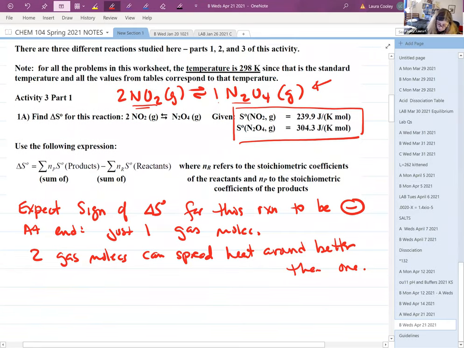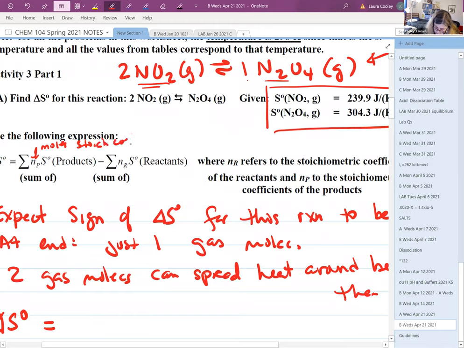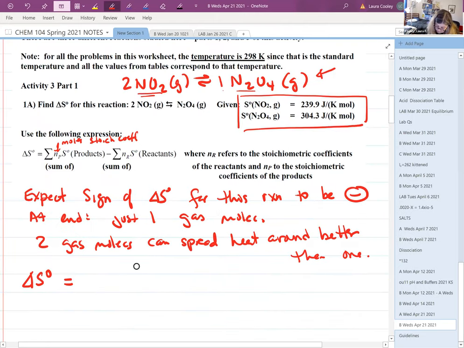Okay, so let's try it. So what do we do? Well, delta S, it's a very similar formula. By the way, this is a standard entropy change, meaning we're doing it under standard conditions, one atmosphere or one molar solutions. And this is equal to, notice, here's the general formula. This n is moles, from the stoichiometric coefficients. The moles of the products times the S0 of the products minus the moles of the reactants times S0. Here we only have one reactant and one product, but we could have others, and then you'd have to add them all up, the way we did with the delta H's back in the last semester. So let me just go through it here. We have one mole, so one times the S0 of N2O4 minus two times the S0 of NO2.